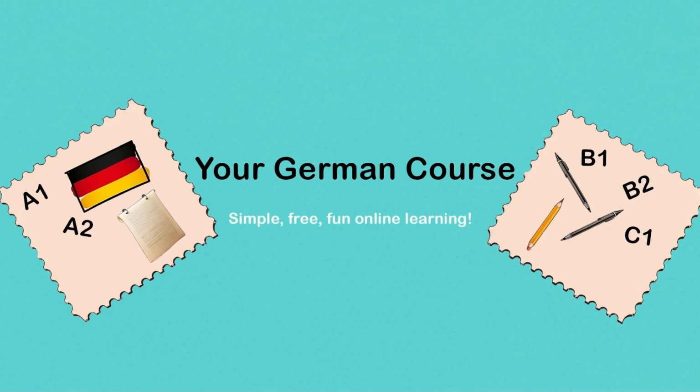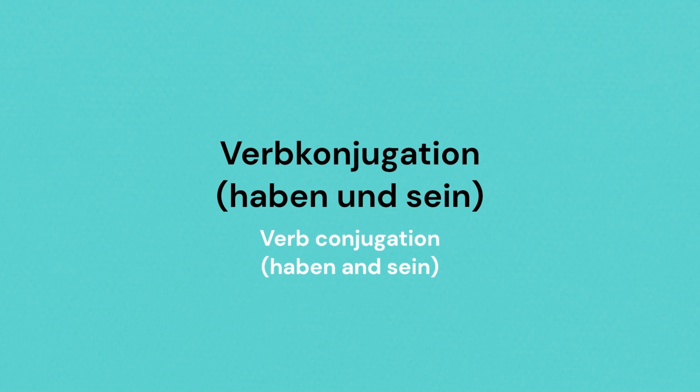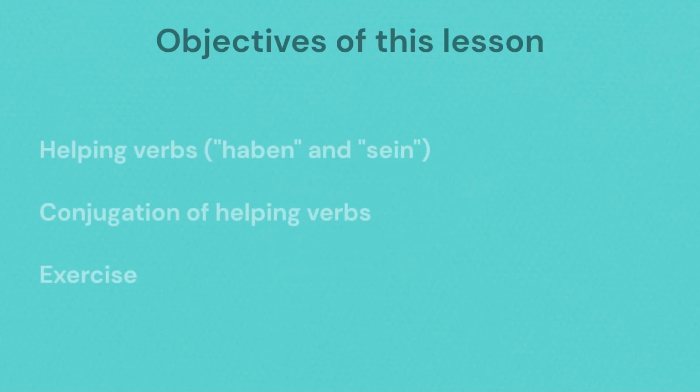Now let's continue. Lektion 12. Once again, Lektion 12. Verbkonjugation haben und sein. In this lesson, you will learn how to conjugate the two most important verbs, haben and sein. At the end, we will do a small exercise.